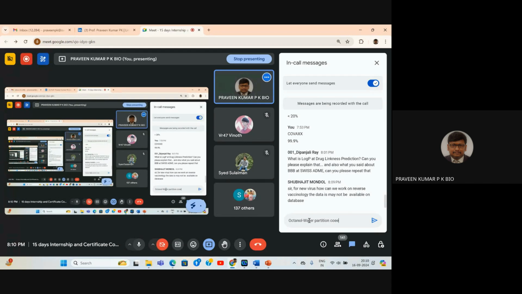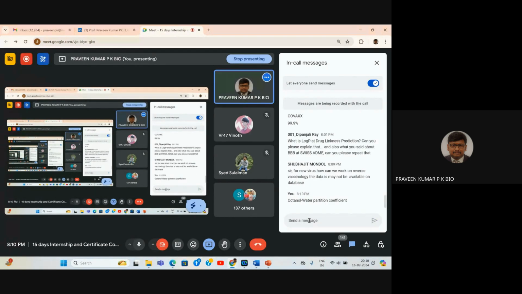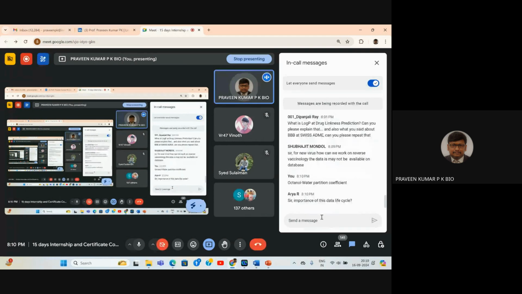That is, whether your drug is lipophilic or hydrophilic. If you want to find out whether your drug is lipophilic or hydrophilic, you use a parameter called log P. That is a partition coefficient determination that you are going to carry out using the octanol-water partition coefficient. You know, the pH of water is, so in our body we have blood.